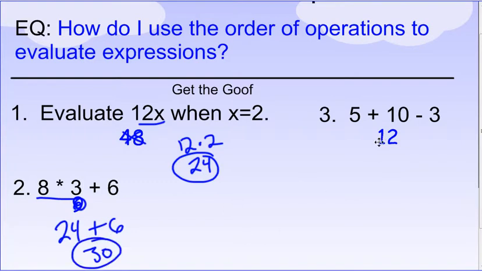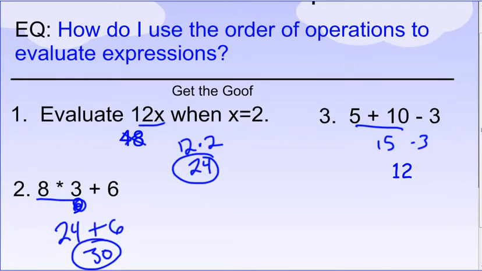And number 3, let's see, we would do 5 plus 10 first, which is 15. And then 15 minus 3 is 12. So that one was actually correct, although they didn't show any work. It was correct.